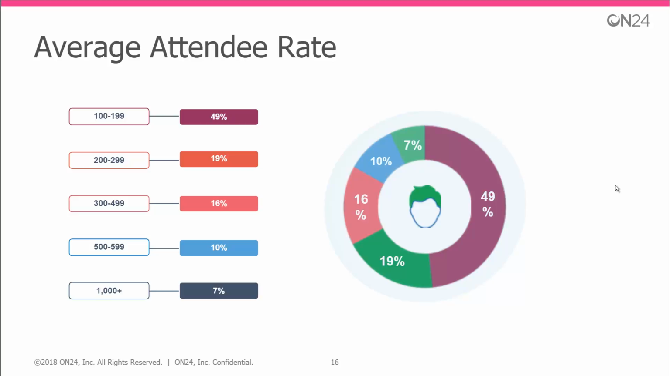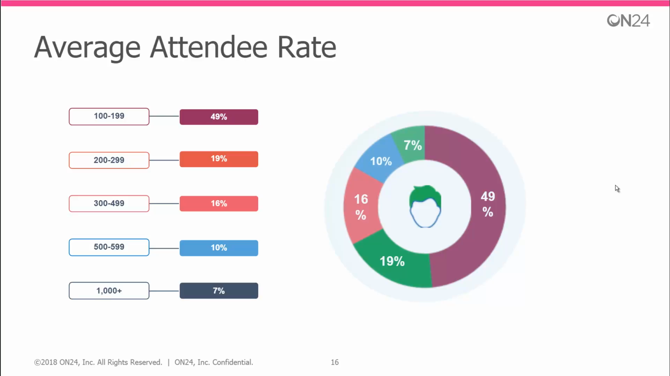49% of all webinars had between 100 and 200 people. Between 200 and 300, you see about 20%. 300 and 500, about 16%. Now, you may be thinking, well, these are pretty low numbers, 16%. Then it goes to 10% between 500 and 1,000, 7% 1,000 and up. But we're talking about 20,000 webinars here. So you're looking at 7% of 20,000 webinars having over 1,000 people.